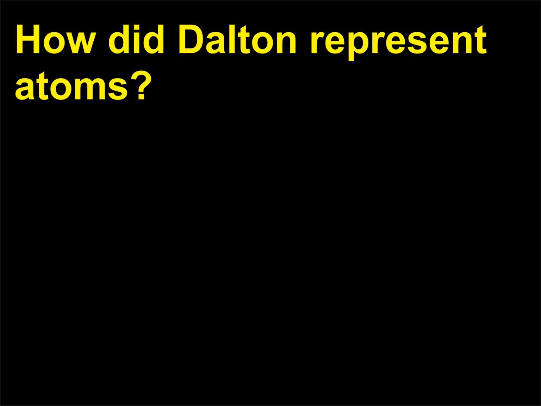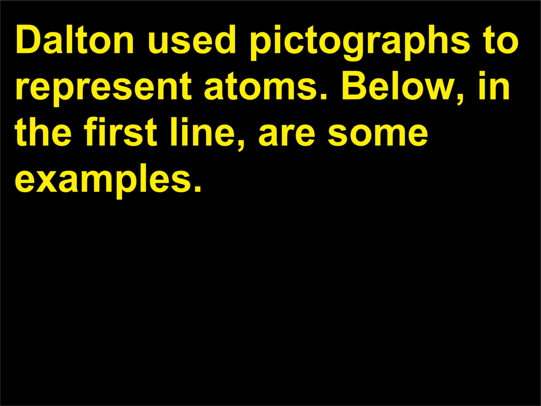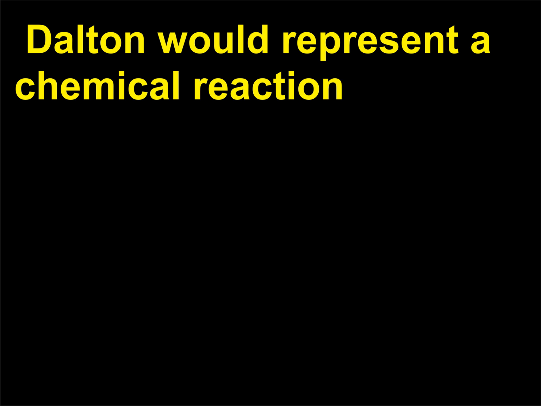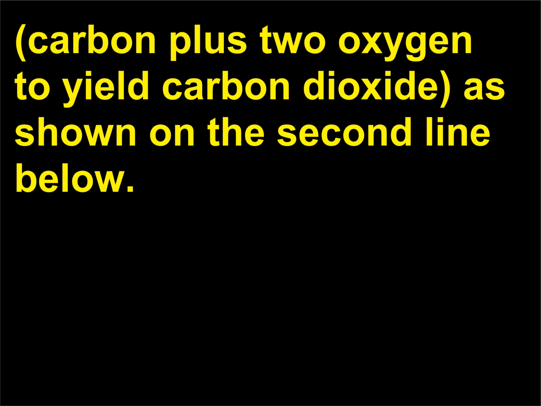How did Dalton represent atoms? Dalton used pictographs to represent atoms. Below, in the first line, are some examples. Dalton would represent a chemical reaction, carbon plus 2 oxygen to yield carbon dioxide, as shown on the second line below.